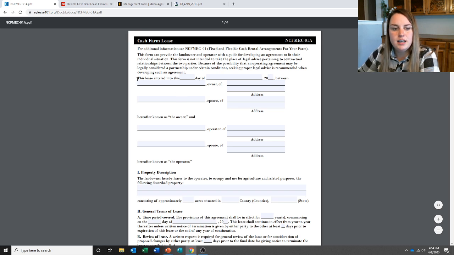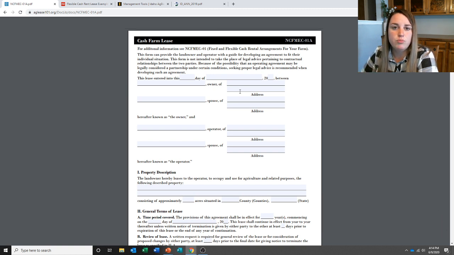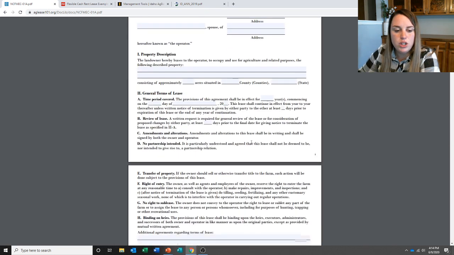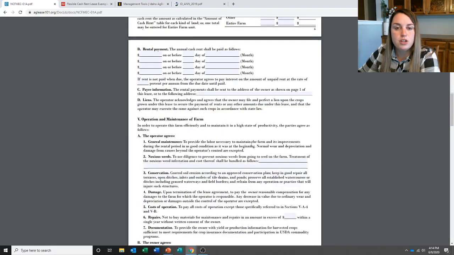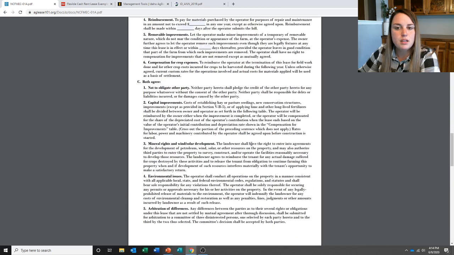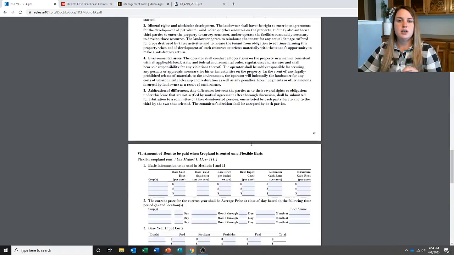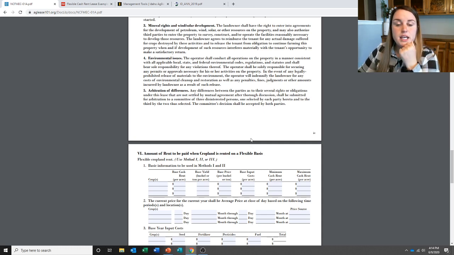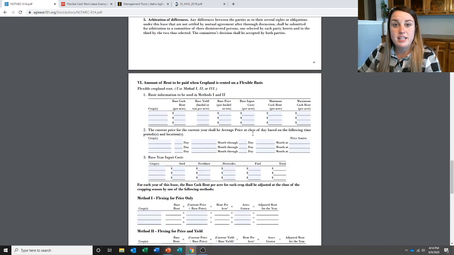And so as you can see, it's actually a fillable form, so you can fill it out online, and then you can print it and use it as your own template when coming up with lease agreements or cash rents with a landowner or an operator. And so it's just a really great starting point for those who are looking to make this a very good document and to make sure that it is very easy to access and very transparent when it comes to both the landowner and the operator.